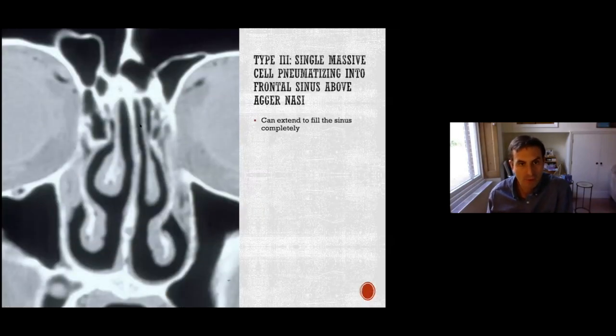And a type 3, you've got the agger nasi cell, and then you've got a cell above it that extends beyond the frontal ostium into the sinus itself, and it can sometimes almost fill the sinus outline and you have to really look carefully to identify that, because you may actually get a cell within a cell almost of the thing growing within the sinus.